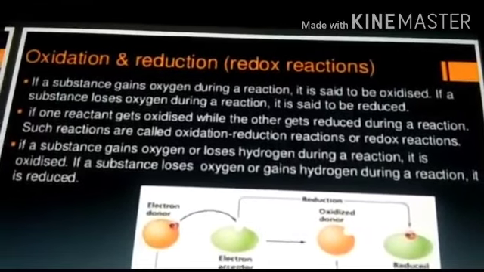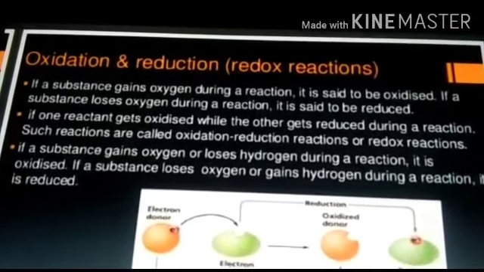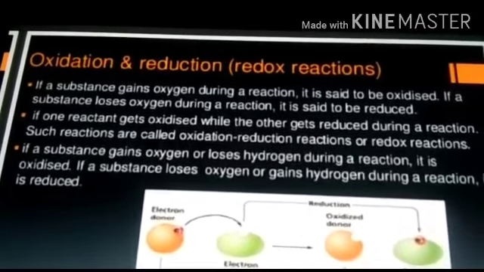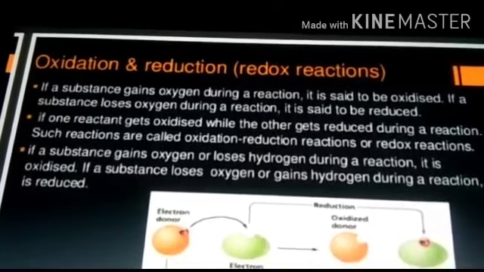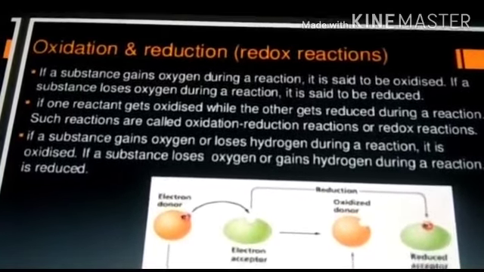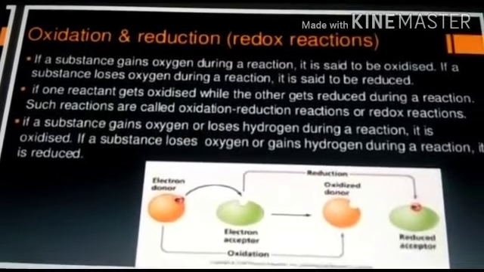Hello students, welcome back to our chemistry class. We were studying the different types of chemical reactions. To continue with the same, let us study today the last reaction, the oxidation and reduction reaction.